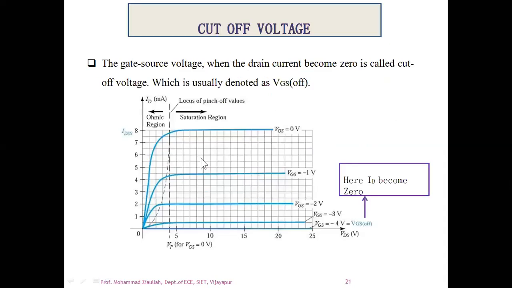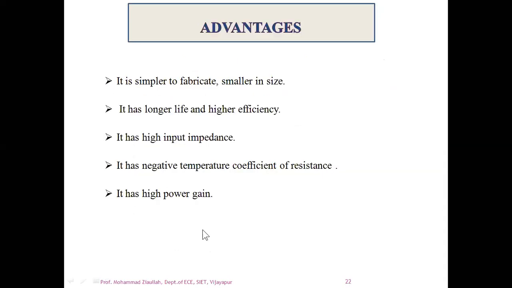And the cutoff voltage can be defined as the gate to source voltage applied when the drain current becomes completely zero. It is called the cutoff voltage, and it is usually denoted by VGS off.